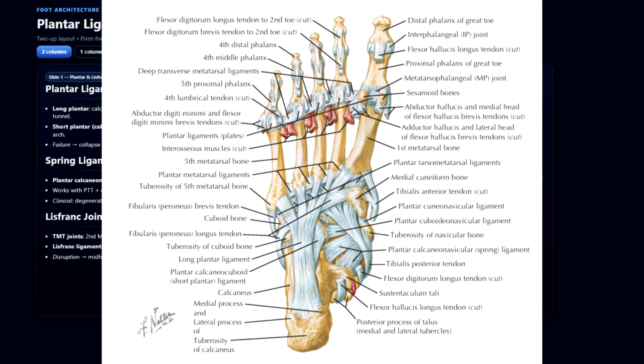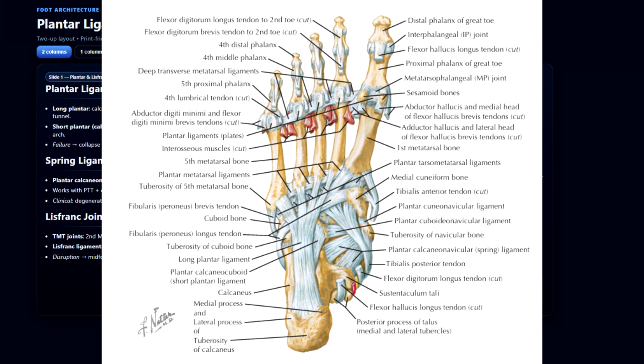The Lisfranc ligament, a strong interosseous ligament running from the medial cuneiform to the base of the second metatarsal, is the primary stabilizer here. In the figure, you can appreciate how the plantar ligaments also contribute, but the Lisfranc ligament itself is unique and irreplaceable.